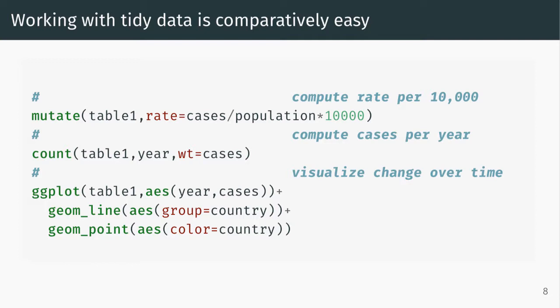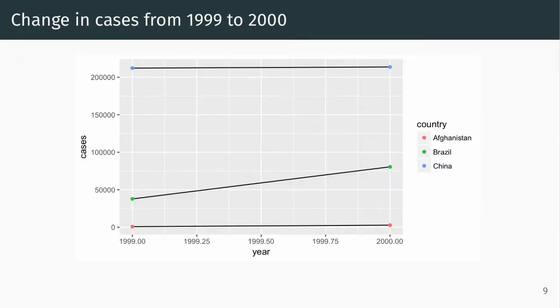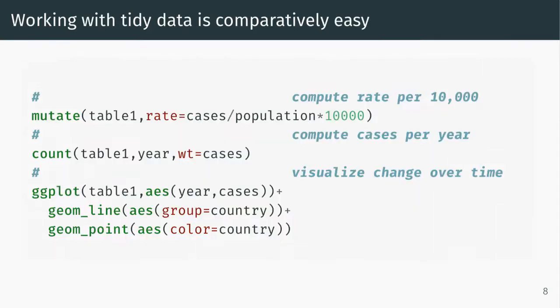So, for example, here we compute the number of cases per population, per 10,000 of the population, as rate from table 1. Think of the first table that we looked at as table 1. It's actually in the tidyr library. So once you've loaded the tidyverse package, you'll have access to table 1 as this. And if you look for a description of table 1, you'll find that the data comes from the World Health Organization.